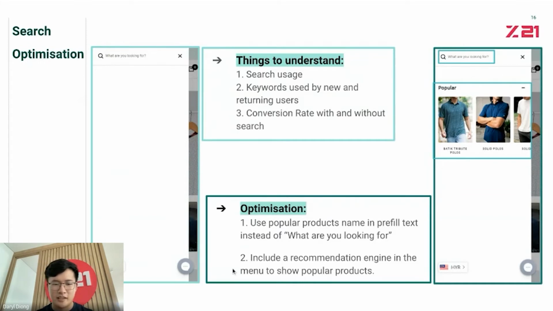All right. And the second recommendation is to include a recommendation engine in the menu to show popular products. So here, popular. Yeah, this is actually not part of the site. It is our mockup.